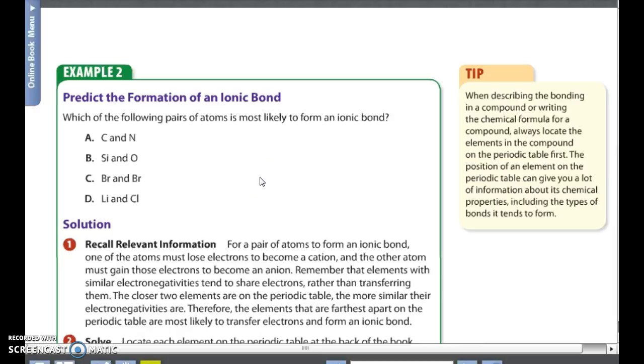Which of the following pairs of atoms is most likely to form an ionic bond? Carbon and nitrogen, silicon and oxygen, bromine and bromine, lithium and chlorine. Hit pause, get your answer.